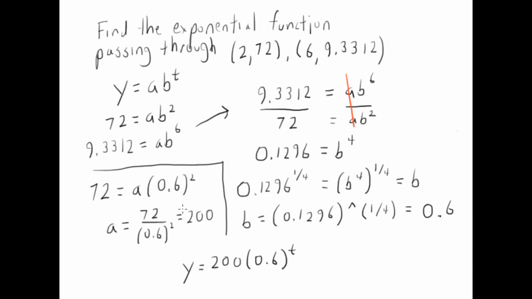Alright, just to keep in mind what we did here. First, use your 2 points to write out two equations involving a and b. Second, divide one equation by the other. Always put the highest power on the top. Go through this process and use roots to find b. Once you know b, plug it into one of your two equations and solve for a. And that's the technique for finding the equation of an exponential function.